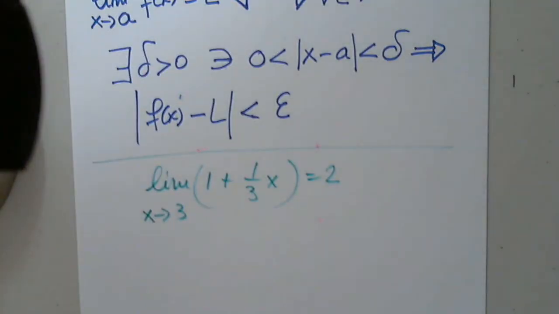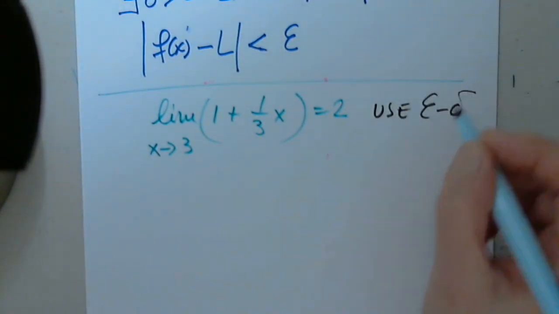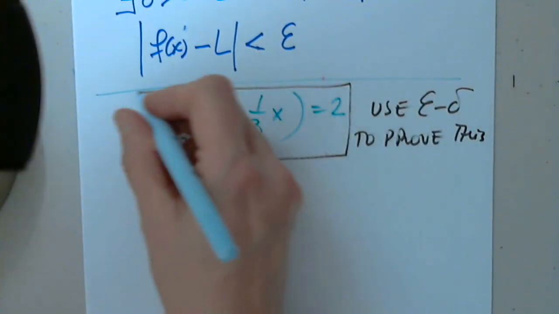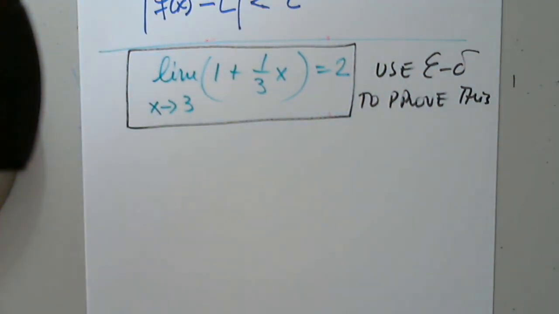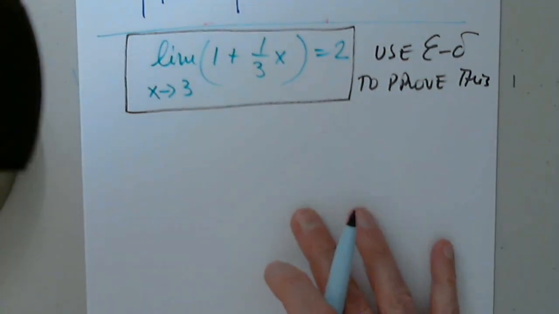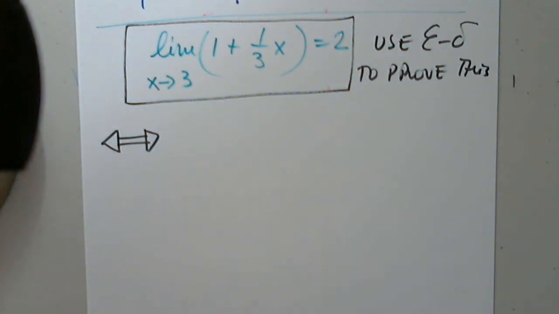So we are asked here to use epsilon delta to prove this. But first of all, is it true? Tell me if it's true. We don't want to waste our time. No, these problems will not be tricky. Is this true? Yes. Of course. 3 times 1/3 is 1, 1 plus 1 is 2. So now I can write the double equivalency. Ready for this?